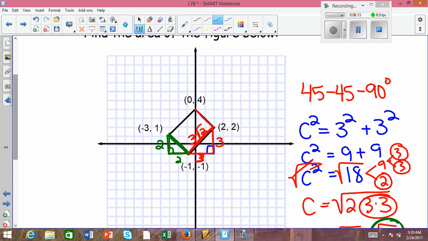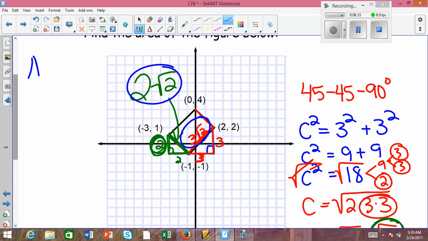I can guess this because I am going to take the side or the leg of my triangle and multiply it by the square root of 2. If you want me to check that, you're wasting my time. It is right. So we have 3 square root of 2 and 2 square root of 2.